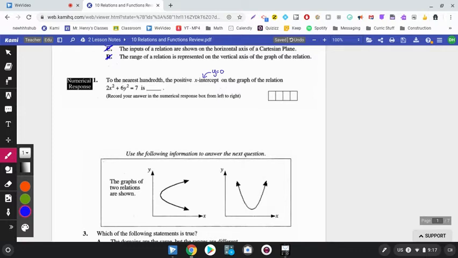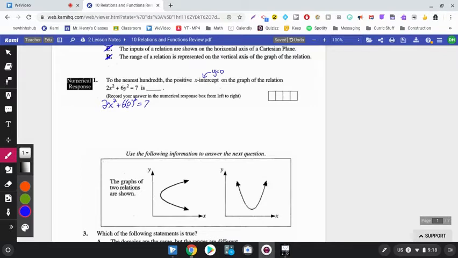So I take my equation, no matter what it looks like, and I can always solve for an x or y-intercept algebraically. X-intercept happens when y equals 0, y-intercept happens when x is 0. I can always solve these. So I say, okay, well, 2x squared plus 6 times 0 squared equals 7. I plug in that y value that I know, and then I can solve the rest.